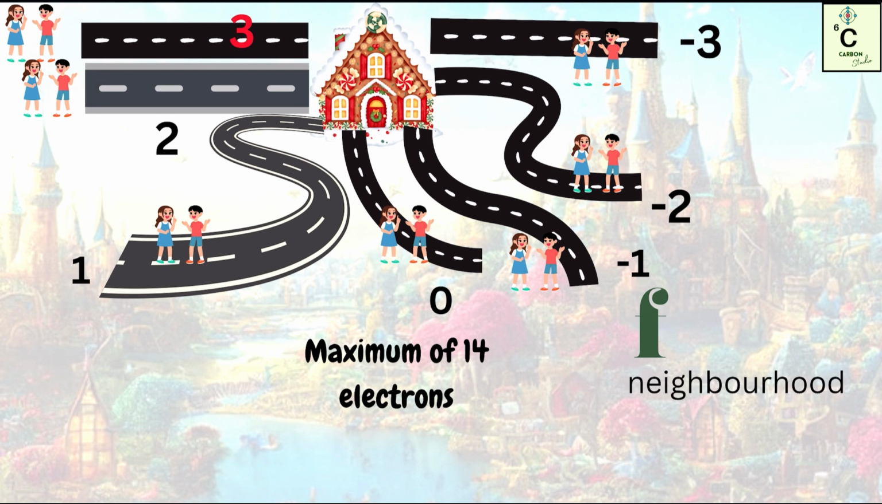Now, when I say maximum number, it does not mean the F neighborhood must always have 14. The number of electrons or people could be anywhere from 0 to 14, but it cannot exceed the 14 number. That means you will not have 16 or more or 15 or more electrons or people in this area.